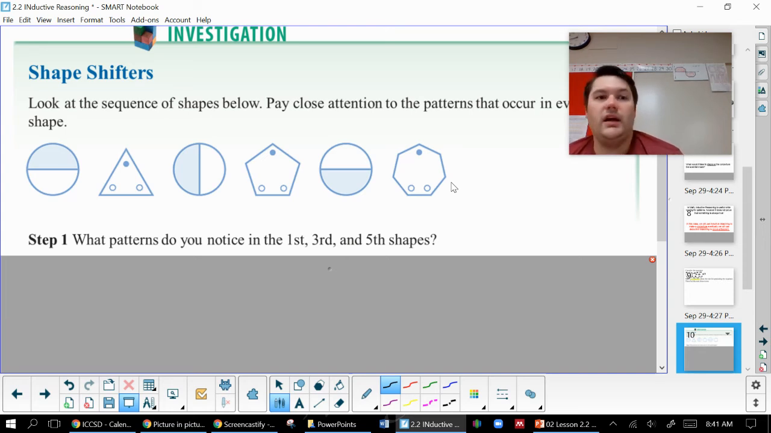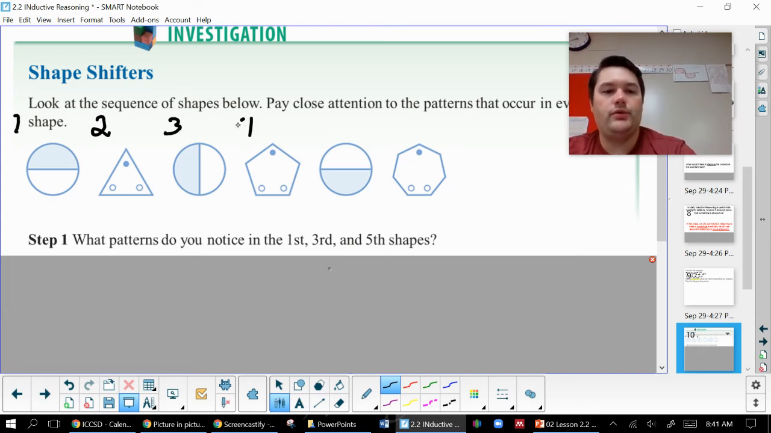And yeah, they're all adding up sides each time here. Now, one thing it's really helpful to do on something like this is maybe look at the term numbers. So this would be the first term, second term, third term, fourth term, fifth term, sixth term, and see if that can help you relate to anything.